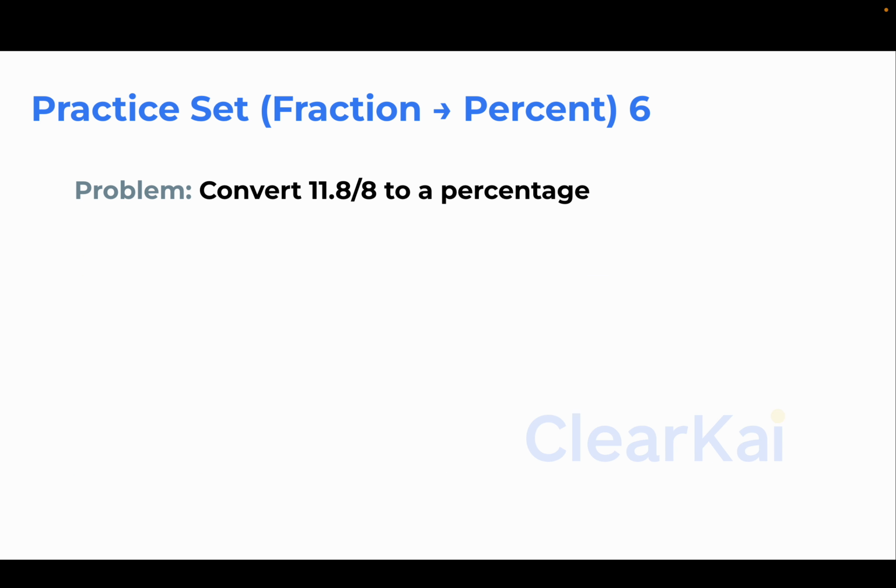Here's our next example, and it's a good one to test your understanding. We are converting 11.8 over 8 to a percentage. Start the same way. Divide first. 11.8 divided by 8 equals 1.475. Now multiply by 100 to change that to a percent, and we get 147.5%. This shows that sometimes a percent can be greater than 100%.